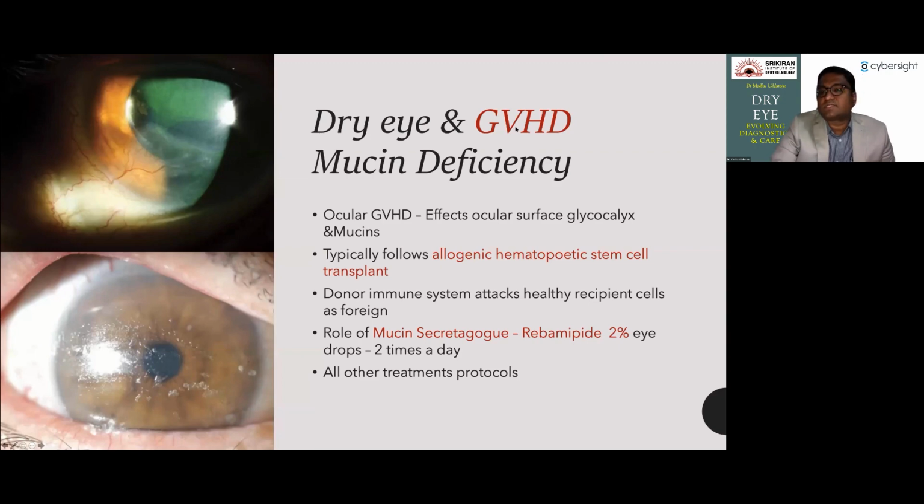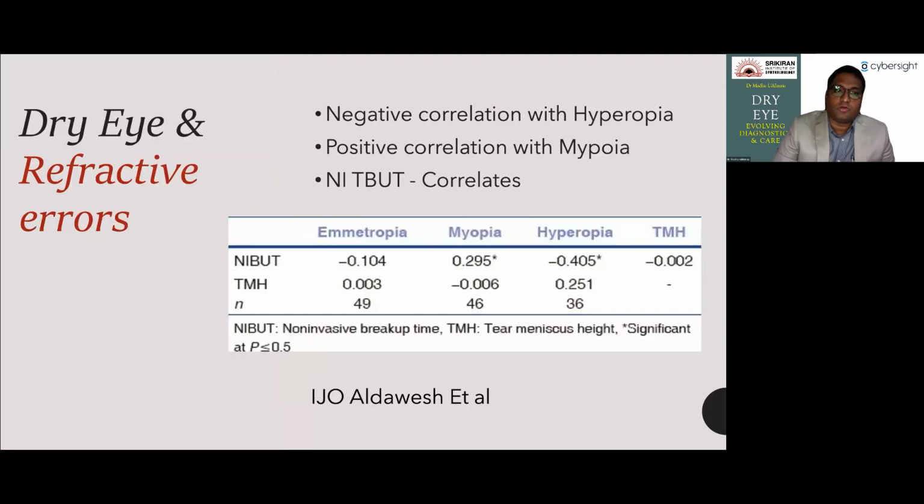One more question I was asked was graft versus host disease. Ocular GVHD affects the ocular surface and mucins. It typically follows an allogenic hematopoietic stem cell transplant, and it usually happens between 1 month to 1 year postoperatively. What happens is the donor immune system from the stem cells attacks the healthy recipient cells. So if you see here, that is why there is vascularization that comes into the cornea and these lipid deposits that you can see on the cornea. Here there is a promising role of mucin secretagogues like rebamipide 2% that can be used 2 times continuously, along with all the armamentarium of drugs we have, and all the treatment protocols you can follow similarly.